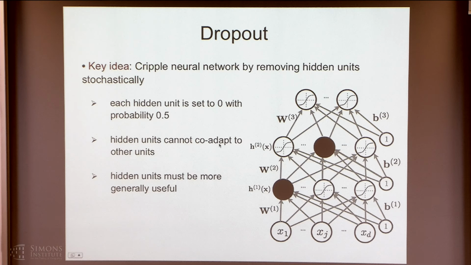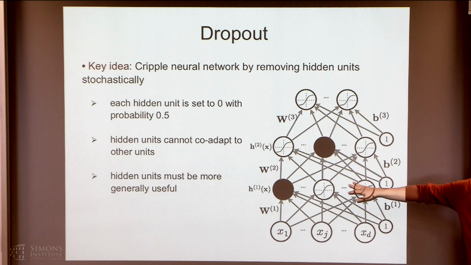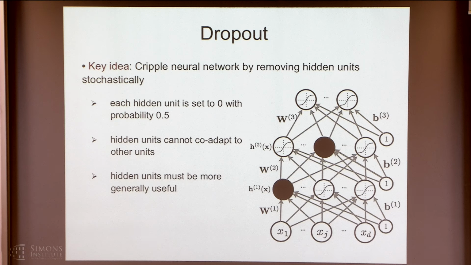The idea here is that hidden units cannot co-adapt to other units, and that seems to be a very good regularizer. Generally, in these systems, if I'm detecting this feature and I'm detecting that feature, and both of these features co-adapt, they can predict the class together. This is the source of overfitting. What dropout says is that one of them can disappear, so you still have to predict the correct class. People have done a little bit of study, and it turns out these units tend to be a little more independent or uncorrelated. And so hidden units must be a little more general.